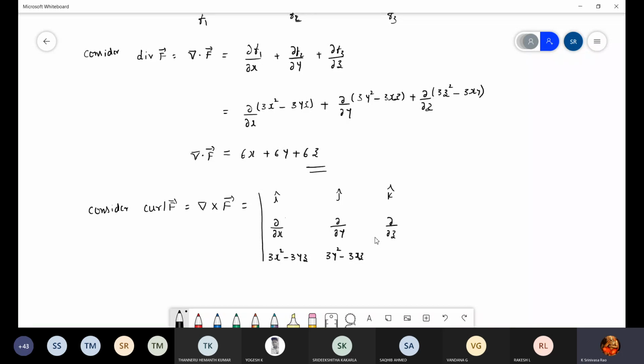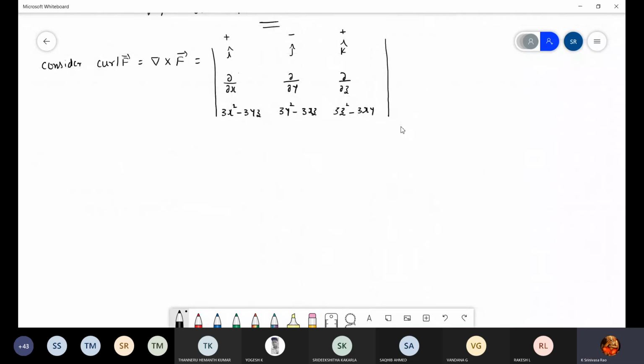Okay, 3z square minus 3xy. As usual, plus minus plus. Yes, differentiate. That is equal to i cap into... So this is a little bit lengthy curl, so do it slowly, no problem.